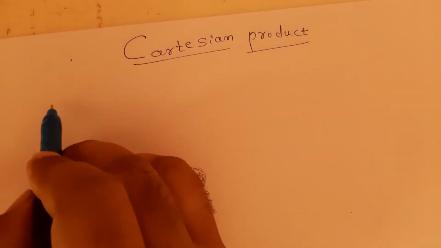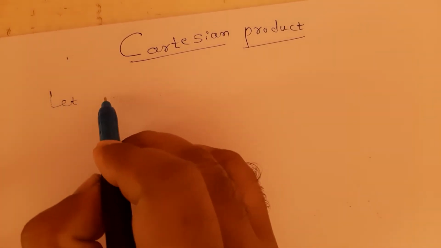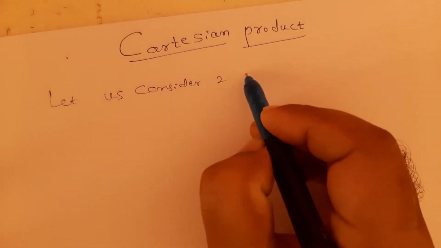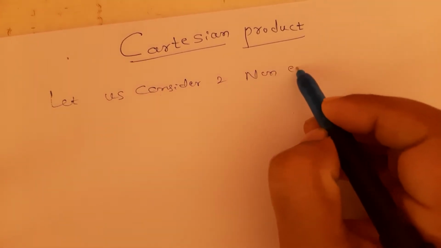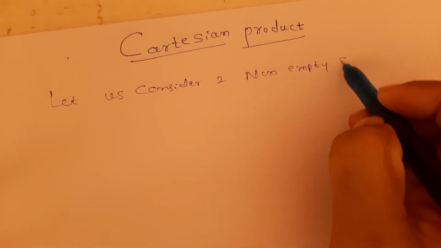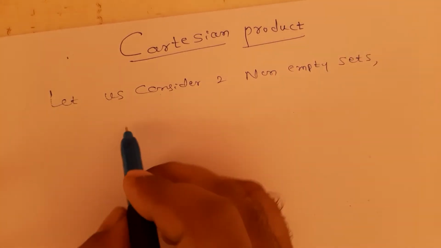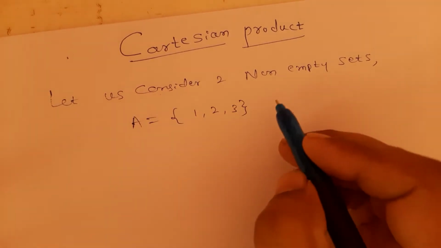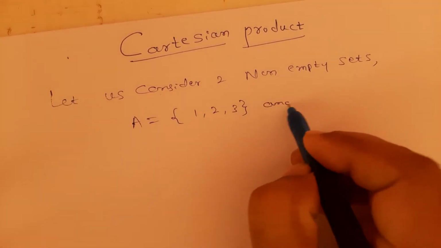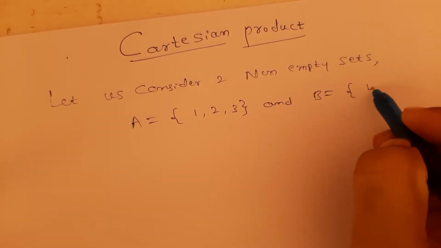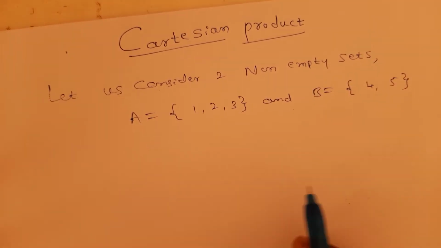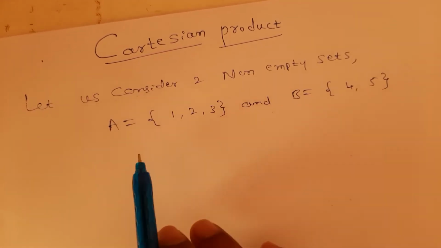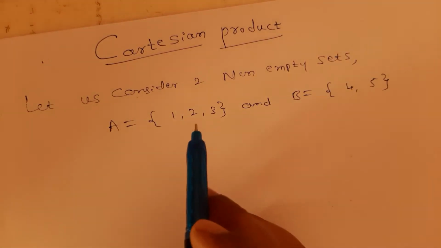For this, let us consider two non-empty sets. Say A, so I will consider one set as A, and say B. So I have taken two non-empty sets A and B.